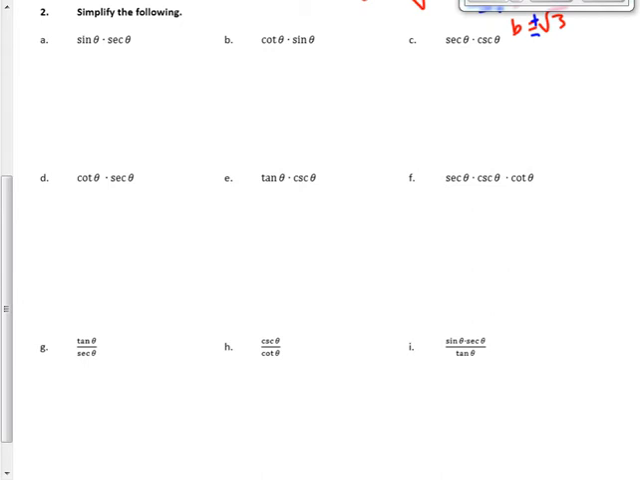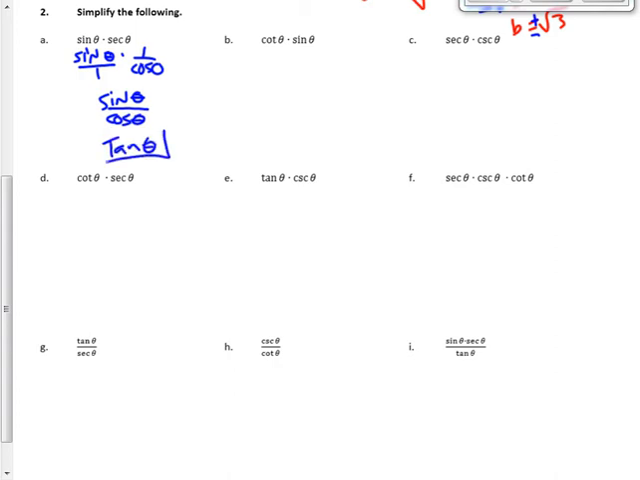We're simplifying the following. The approach that you want to take when you're looking at these trig expressions is to see first if there's any factoring, adding or subtracting that you can do before you change to sines and cosines. In this problem, I'm going to change everything to a sine and cosine. Secant is 1 over cosine theta. So when I multiply those two things together, I get sine theta over cosine theta. Sine over cosine is tangent.